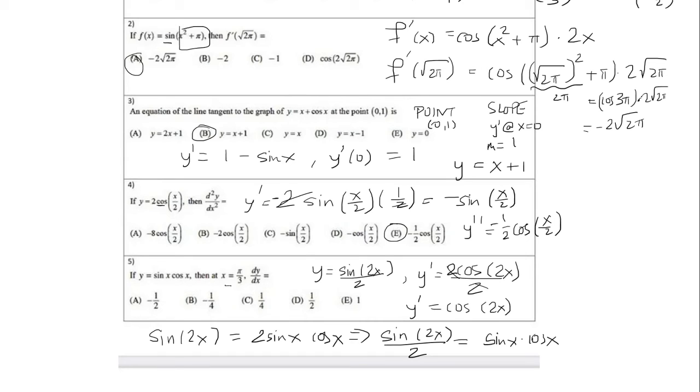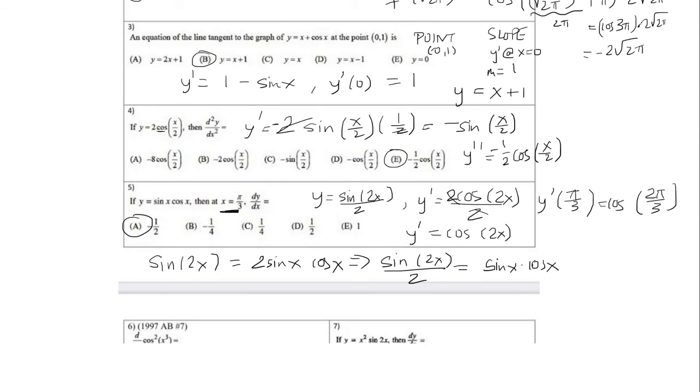Next, I want to plug in pi over 3 for x. So we want to find cosine of 2 pi over 3. This is in the second quadrant, and it'll be negative 1/2. So the answer is A. Now we're left with 2 more questions. So we want to find the derivative of cosine squared of x cubed.